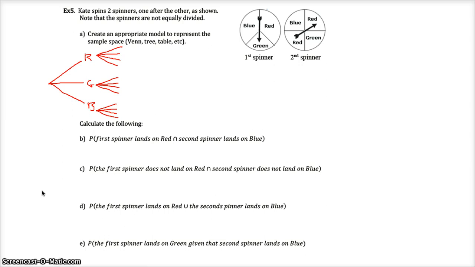The problem with the tree diagram here is that there's just so many outcomes. Yeah, I could do it this way. I could do it as a table, I guess. I don't know. Let's see how it goes when we get into the probabilities. First spinner lands on red and second spinner lands on blue.